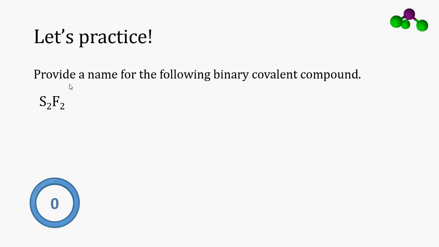Once again, we start by acting like this is an ionic compound and write down the name of the cation and the anion that would form. So this is some kind of sulfur fluoride. Now in our formula we have 2 sulfur atoms and 2 fluorine atoms, so we need to indicate using prefixes how many sulfurs and how many fluorines there are in this compound. This compound is disulfur difluoride because there are 2 sulfurs and 2 fluorines.